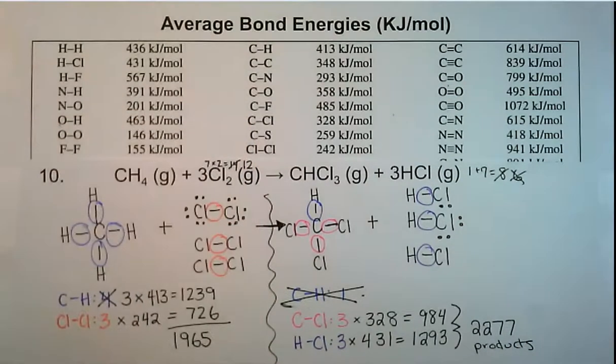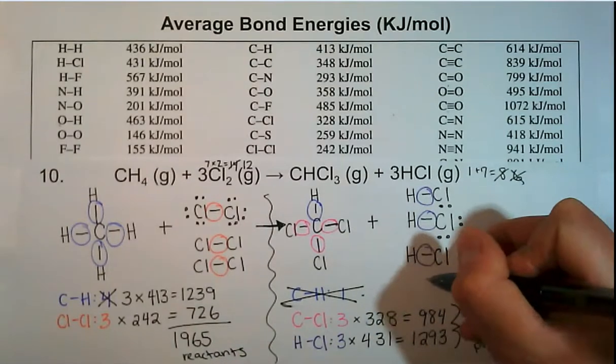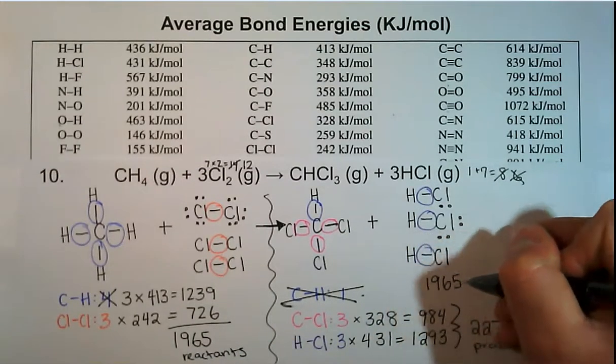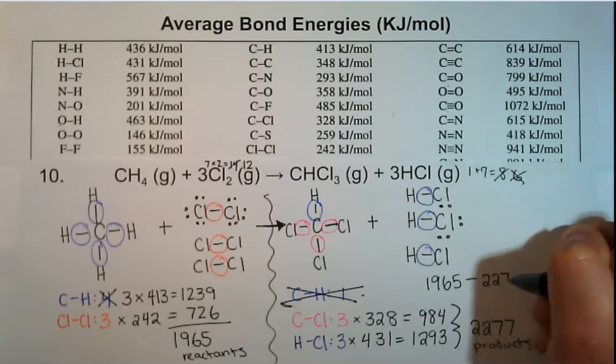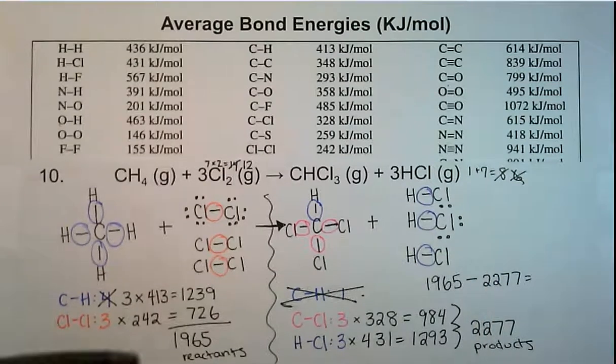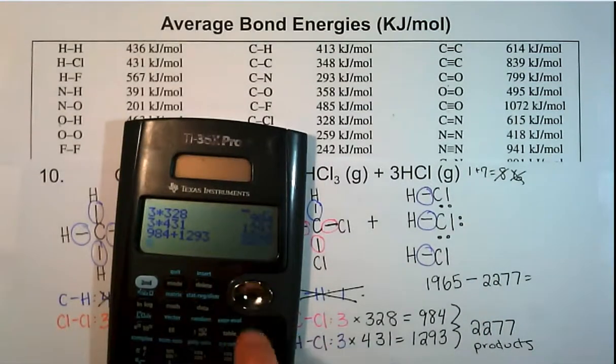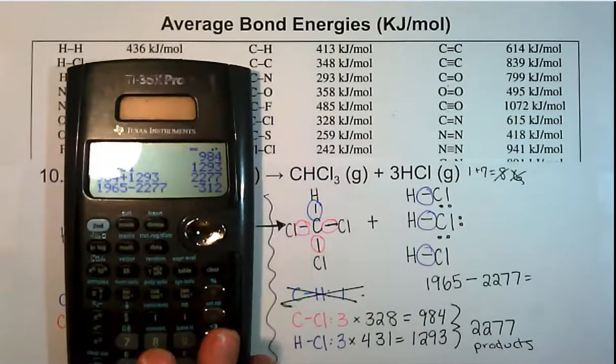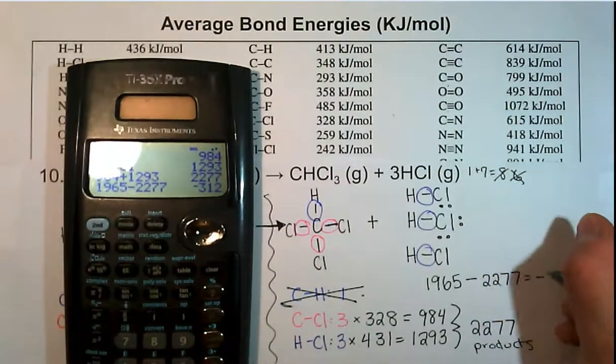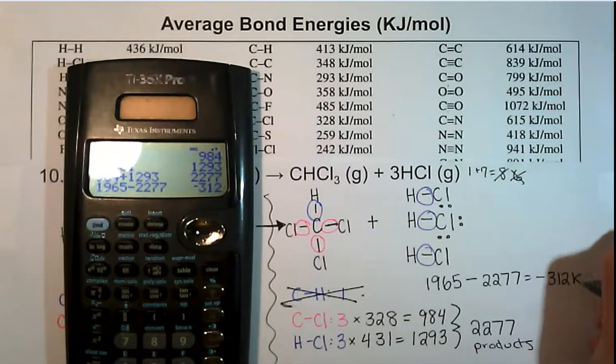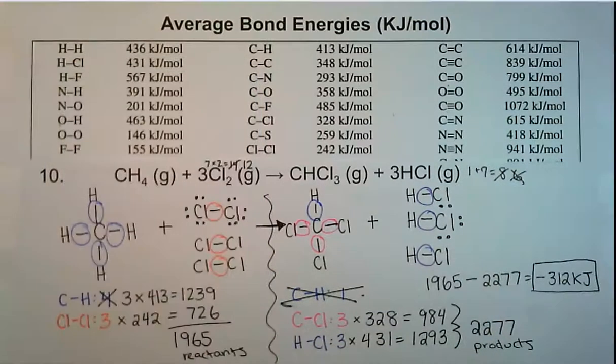So then to find our final answer, we need to do reactants minus products. So let's see. 1965 minus 2277. Let's get that final answer. 1965 minus 2277 gives us negative 312 kilojoules. There is our final answer for our last problem.